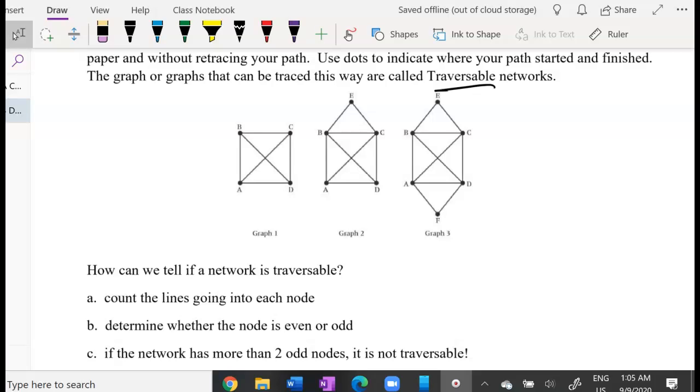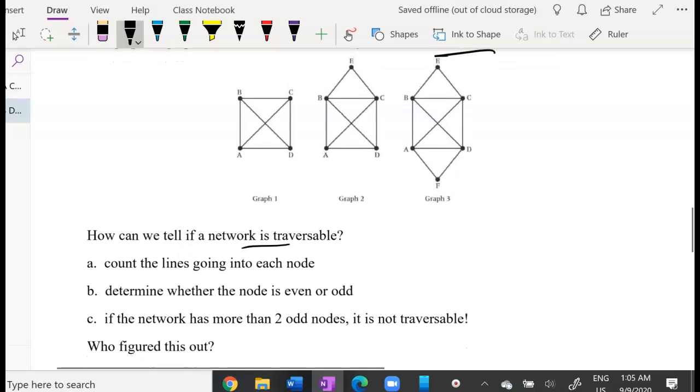Okay, so how can we tell if a network is traversable? How can we tell? So there's basically 2 ways. One of them is you can just try it, and if you succeed, you succeed, and then you can tell. But another way is to follow this method that I'm going to guide you through, and it's just a few steps here. Okay, so we're going to count the lines going through each node.